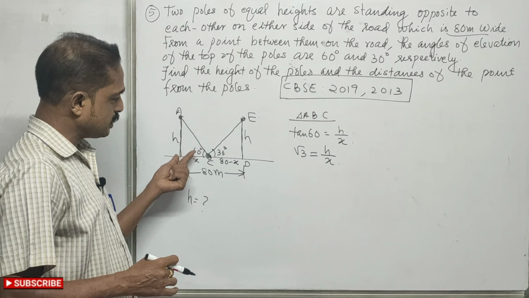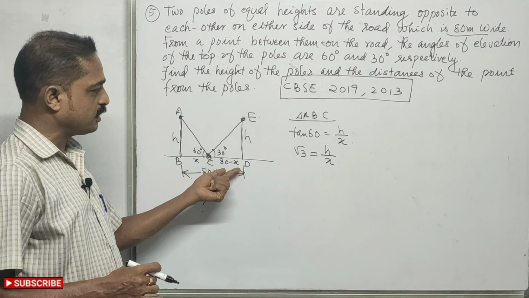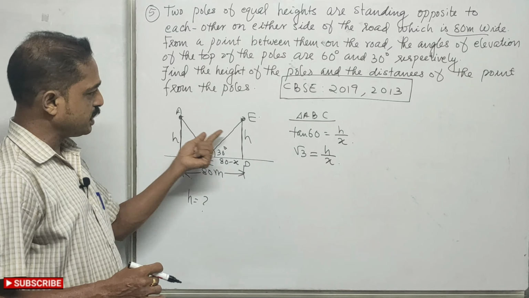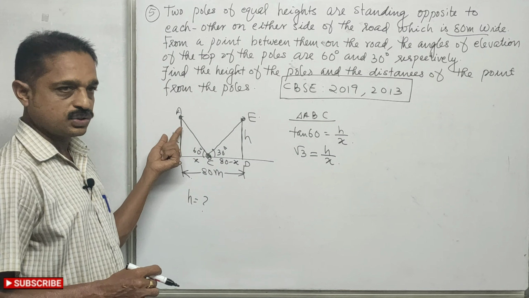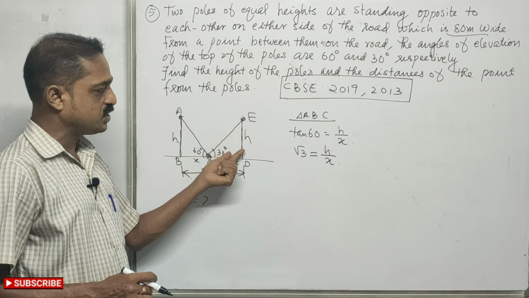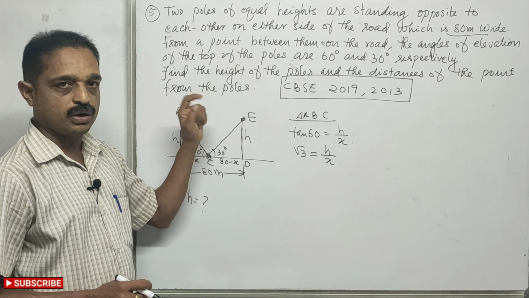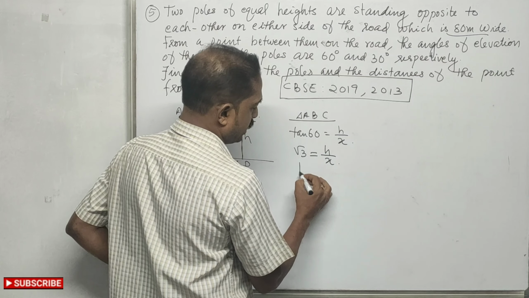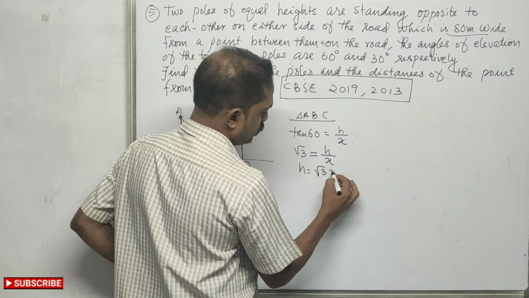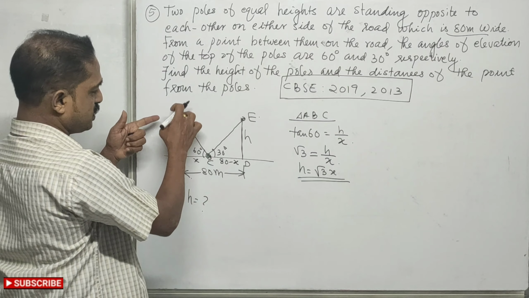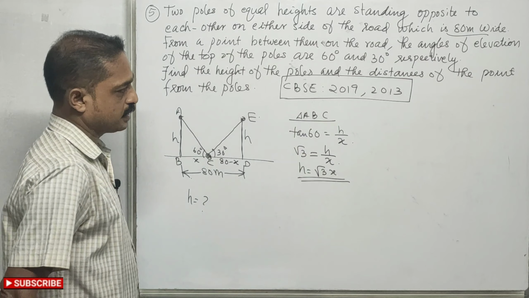See, from these two triangles, you will have to find out the value of H. H is equal in both the triangles. So what we are doing is, from these two triangles, find out the value of H and equate the two values of H. So root 3 is equal to H by X. So what will be H? H is equal to root 3x. So this is the first value of H. So from the first triangle, H is equal to root 3x.